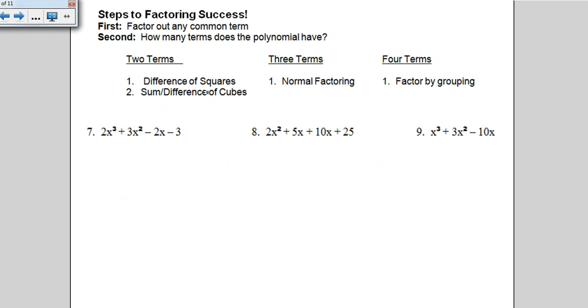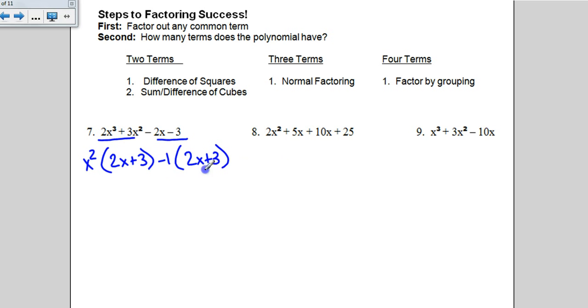Okay, I think number 7, we have another factor by grouping. So let's group the first two together, let's group the last two together. So my first group, I can factor out an x squared, and that leaves us with a 2x plus 3. And then in my last group, there's not much I can factor out besides maybe a negative 1. And that leaves me with, surprisingly enough, a 2x plus 3.